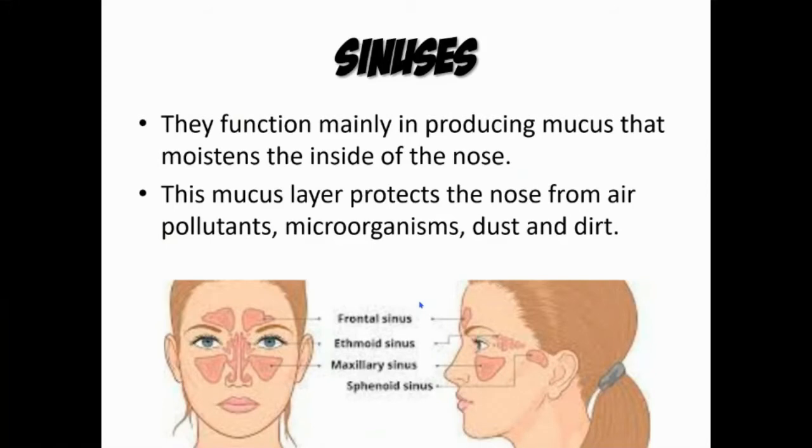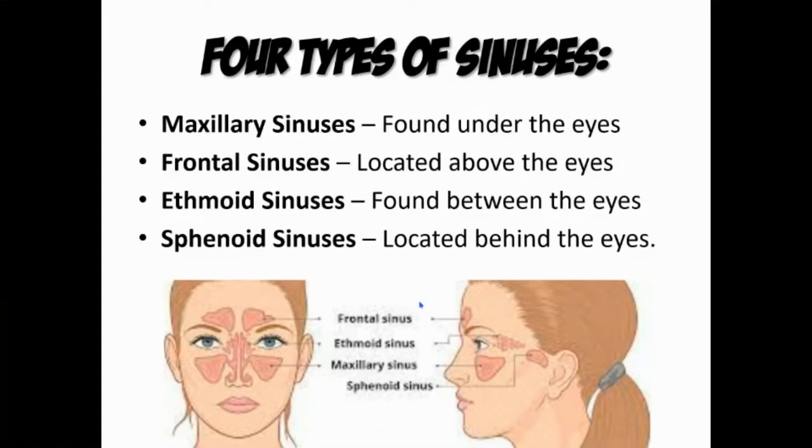So, we must identify the 4 types of sinuses, di ba? The maxillary sinuses are found under the eyes. Nakikita naman natin, the frontal sinuses are located above the eyes. Then the ethmoid sinuses, makikita natin sa between the eyes. And then the sphenoid sinuses are located behind the eyes. Nakikita naman natin kung saan sila makikita, di ba?